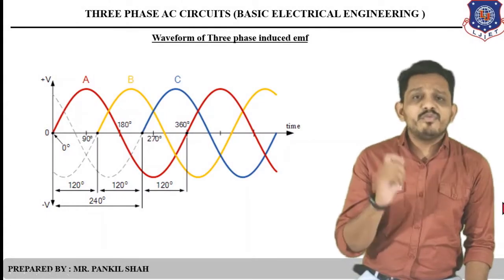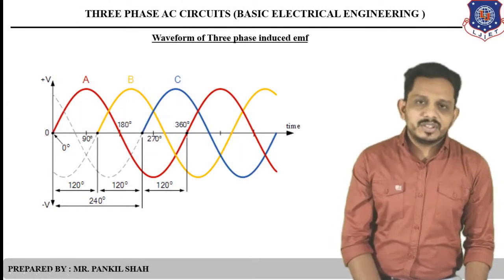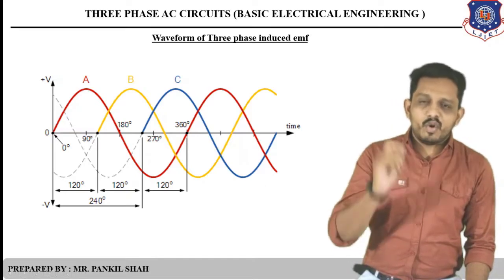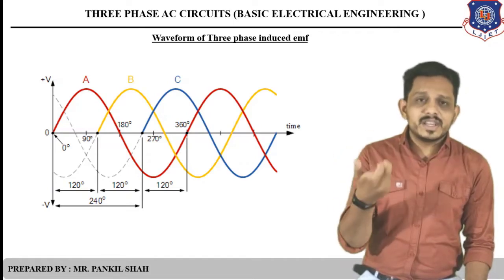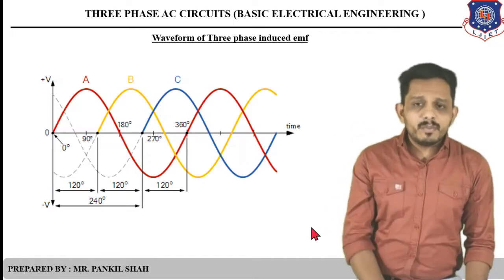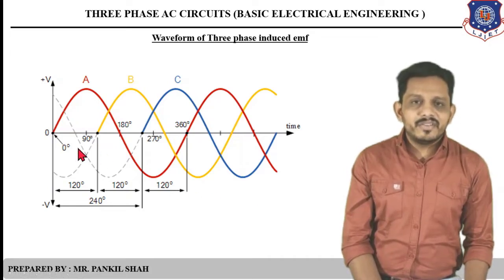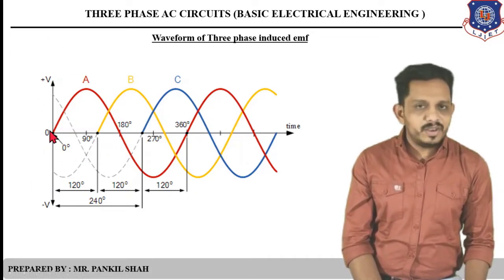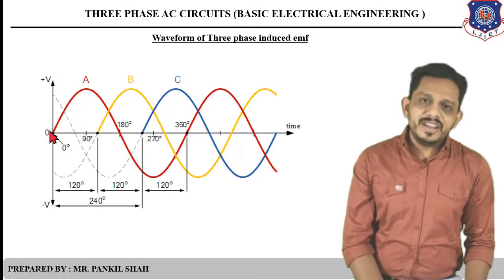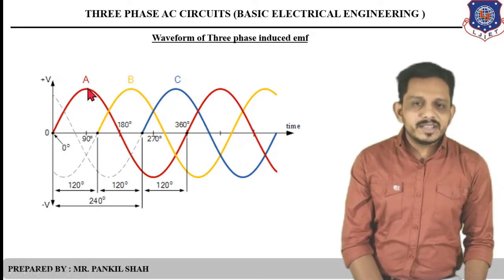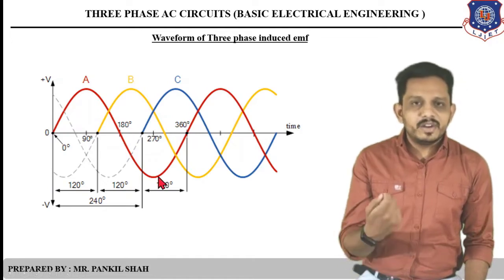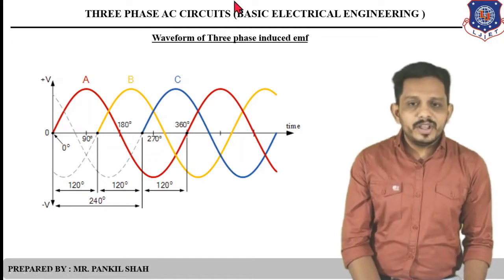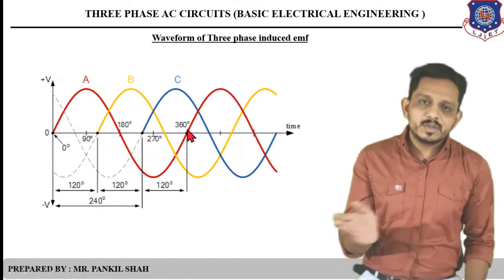Now let's see the waveform of induced three-phase voltage. We have seen the equation of the voltage induced in the first phase, the R phase: E1 equals E0 sine omega t. If you put 0 degrees in that equation, then the red phase starts at 0 degrees from here. If you put 90 degrees, sine 90 is maximum, so this coil A1, A2 reaches its maximum. If you put 180 degrees, it is again 0. If you put 270 degrees, it is negative maximum. And at 360 degrees, it completes one cycle.